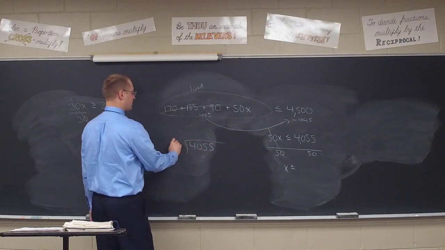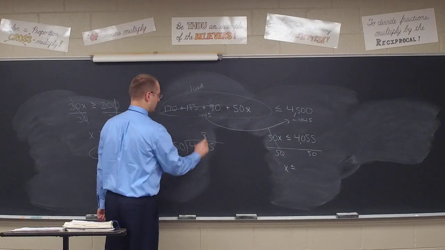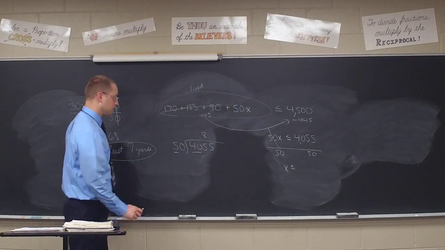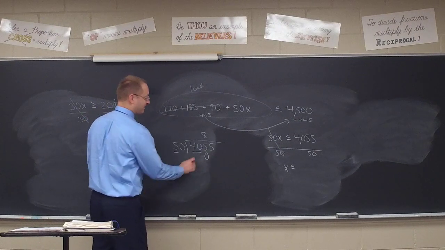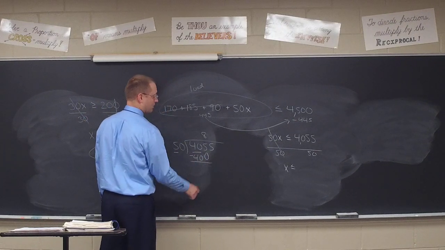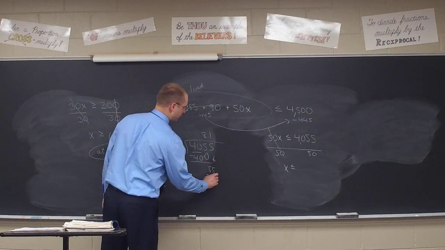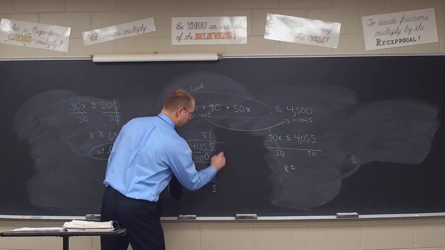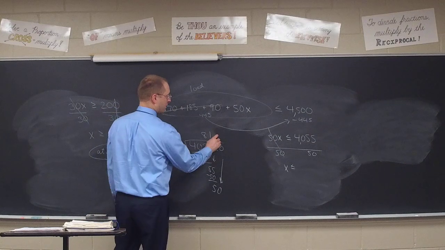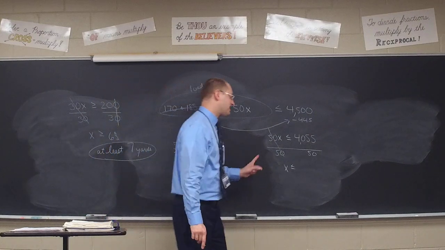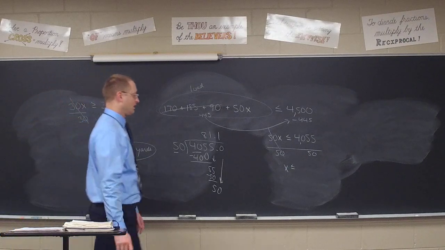Off to the side, let's do our long division. How many times does 5 go into 40? 8 times. 8 times nothing? 0. And 8 times 5 is 40. So we have 5 left over. Bring down the 5. How many times does 50 go into 55? Once, with 5 left over. If we add a decimal, we can bring it down. How many times does 50 go into 50? 1. So they have to have less than or equal to, no more than, how many boxes, class?